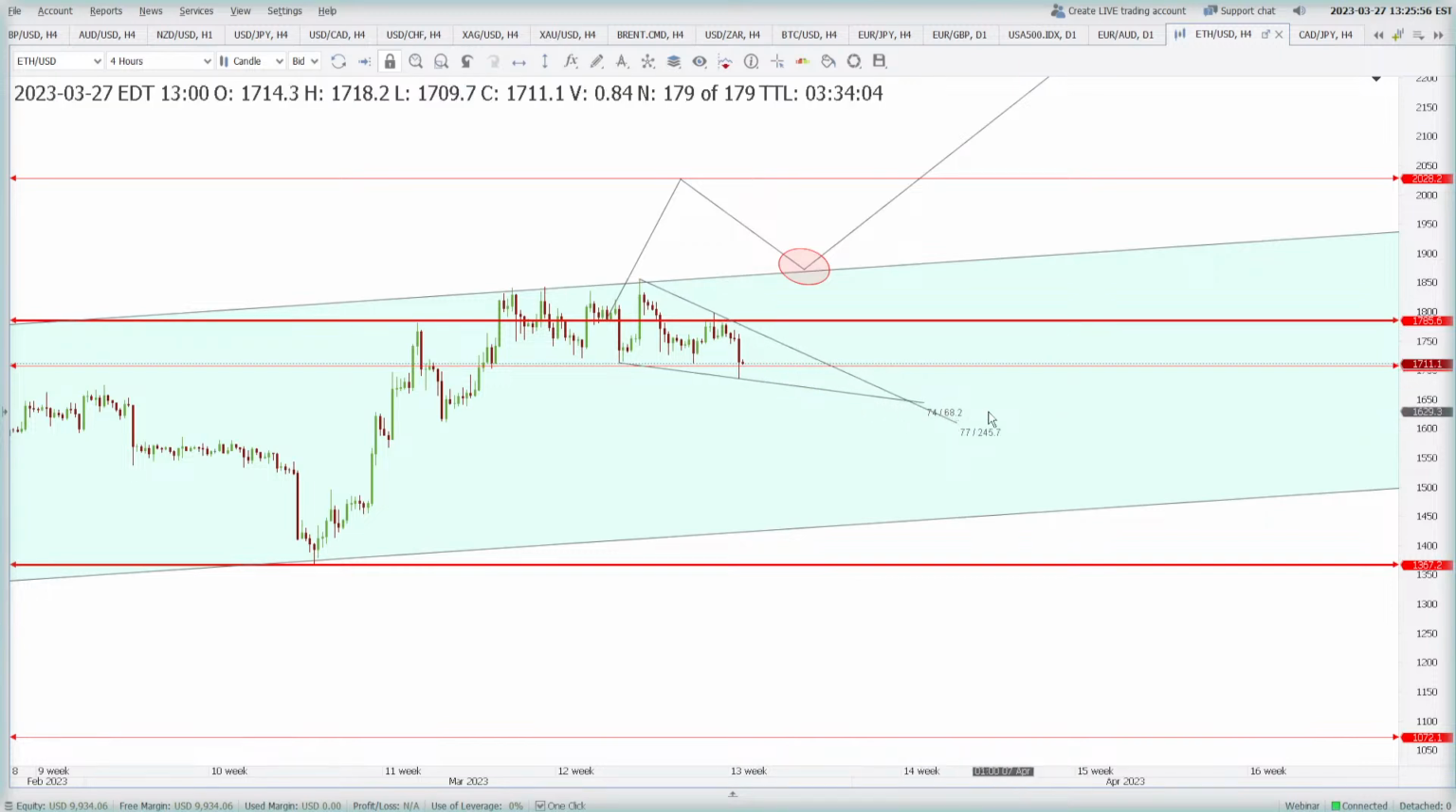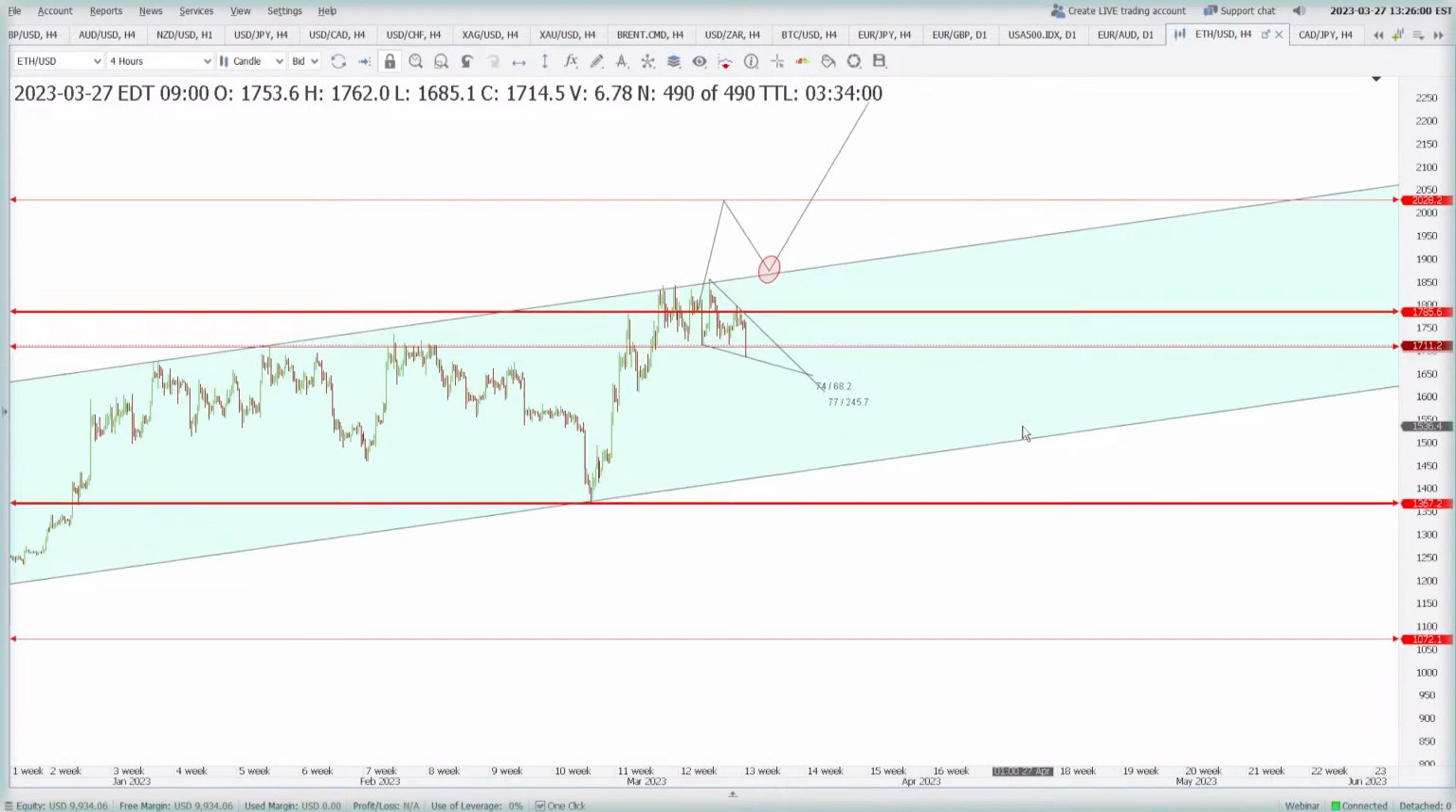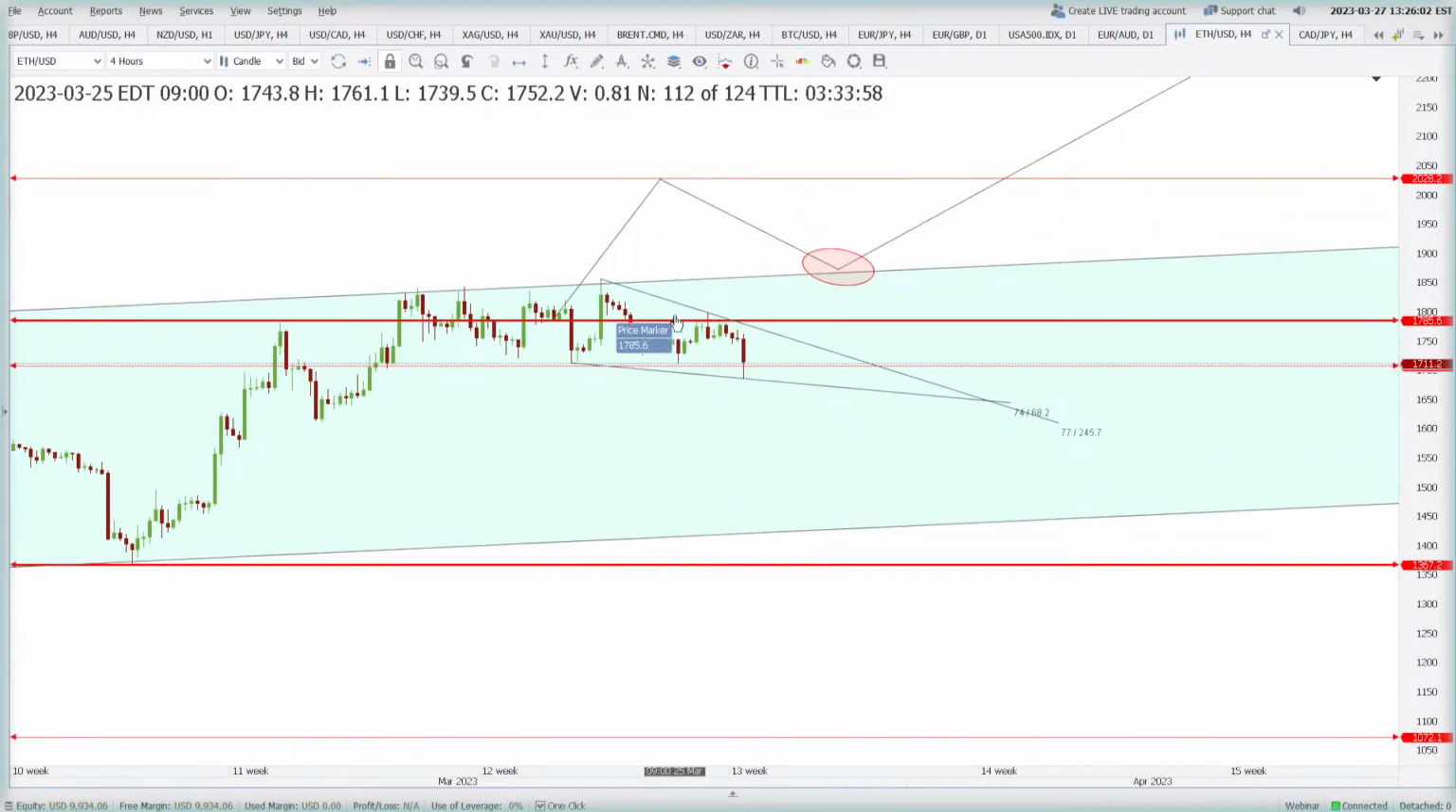So guys, let's see how the things unfold here from this wedge. I'm expecting a bullish price action here anytime soon, and the price can actually go beyond 1785 and maybe to 2028. Let's see how the things unfold here in the Ethereum in the future.